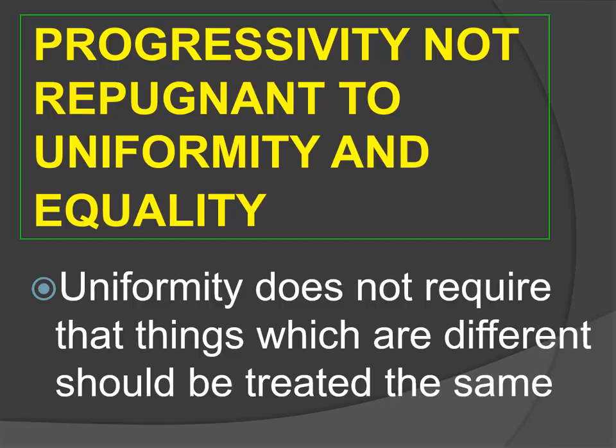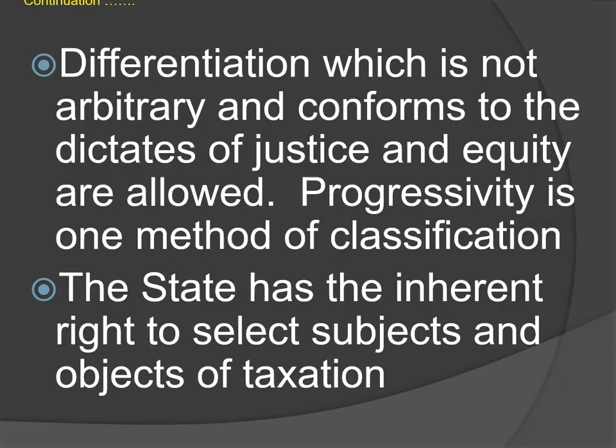Progressivity is not repugnant to uniformity and equality. Why? Uniformity does not require that things which are different should be treated in the same manner. In short, the law allows for a valid classification. And as I mentioned to you a while ago, whenever there is a tax measure that is enacted, there is always a discrimination. And the problem now is to determine whether or not the discrimination is valid. One group is required to pay the tax, the other group is not required to pay.